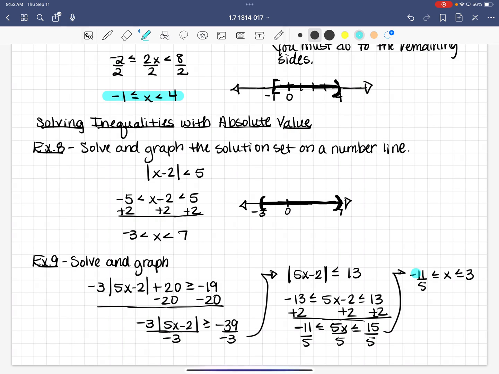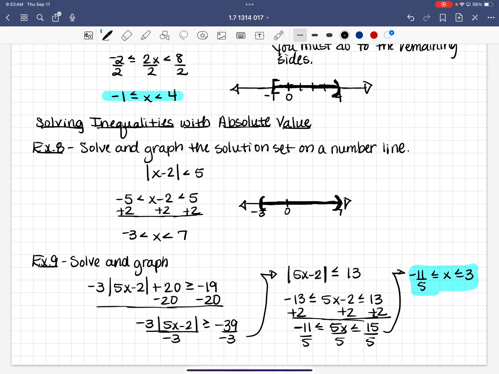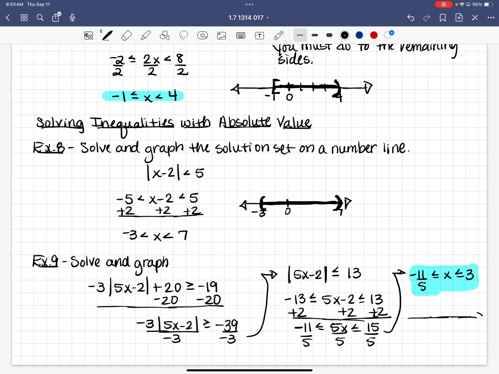This is the first part, and then, of course, you guys can graph that. Is it going to be open or closed? It's going to be closed and closed, correct? And so I get a closed on negative 11 over 5, and then I've got a positive 3 over here, and I shade in between. Okay. And like I said, number 10 is okay.